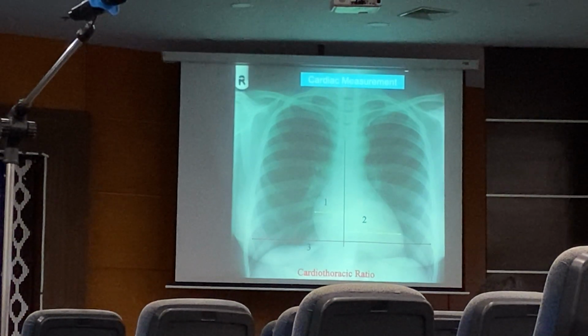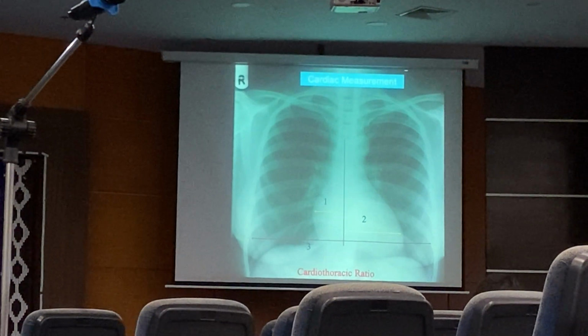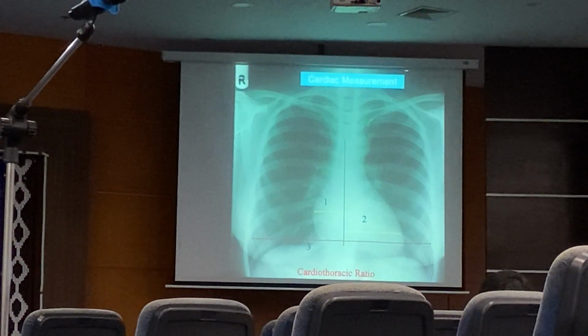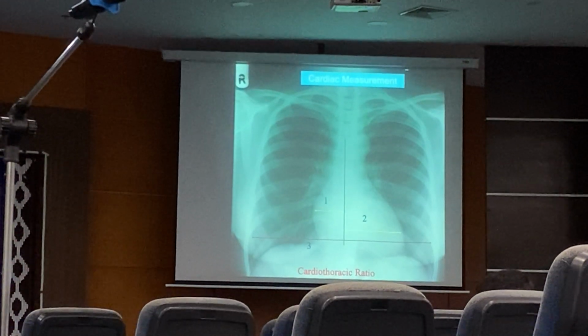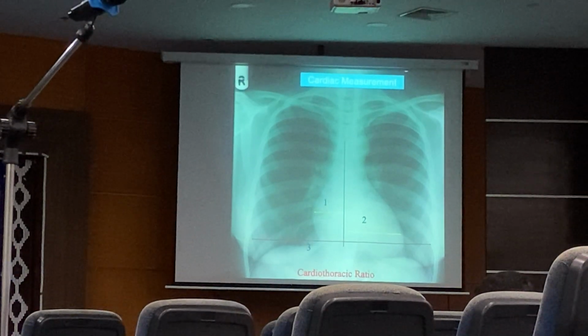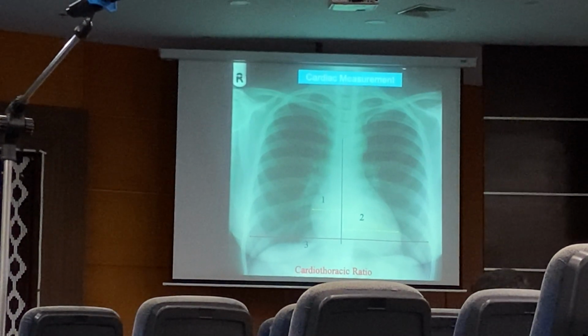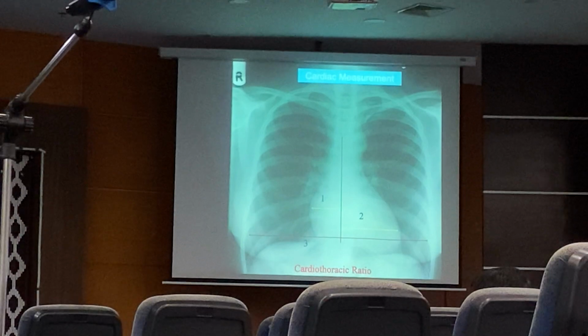To simplify, the normal CT ratio is 0.5, but actually there's a wide range of normal CT ratio. It depends on the position in which the chest X-ray is taken. Sometimes if the chest X-ray is taken in a poor inspiratory phase, then you can have some corrective factor. It could be 0.53, 0.54. So you really have to determine whether the chest X-ray is taken in an optimal position, in good inspiratory phase.